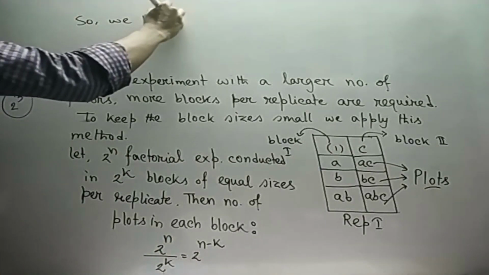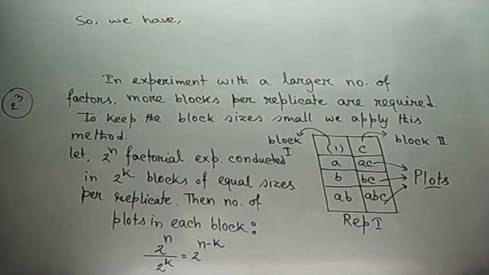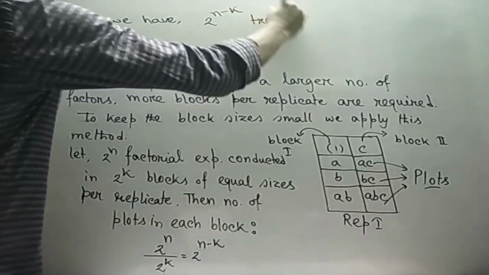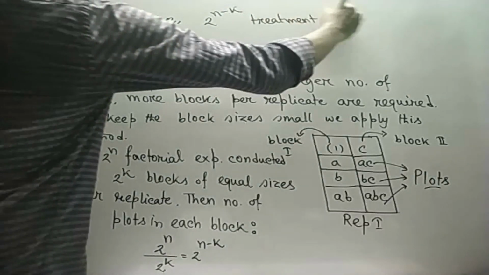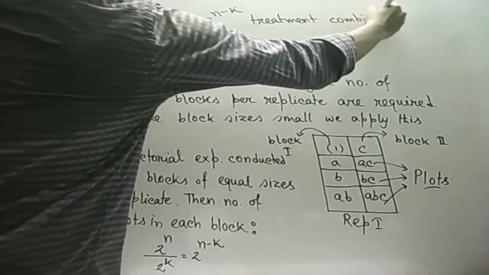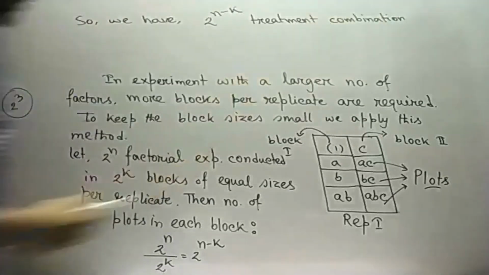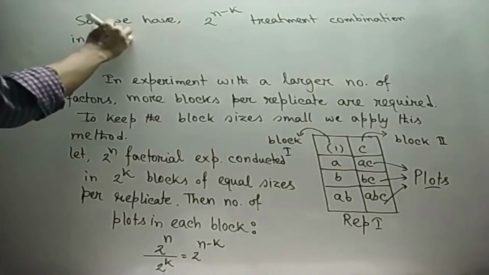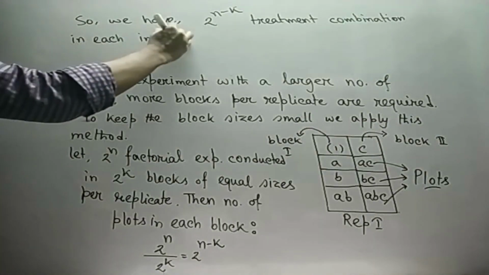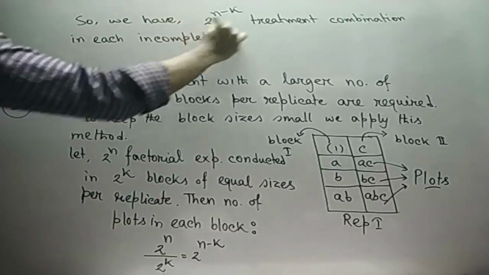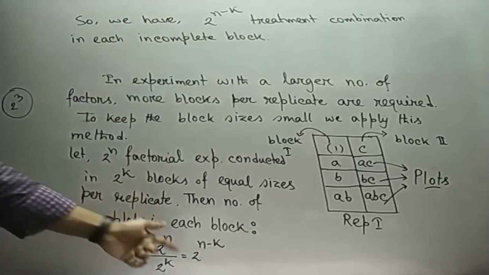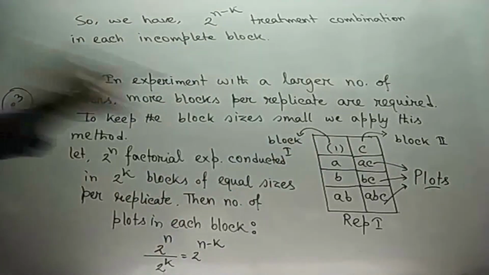So we can tell that we have 2 to the power n minus k treatment combinations in each incomplete block.